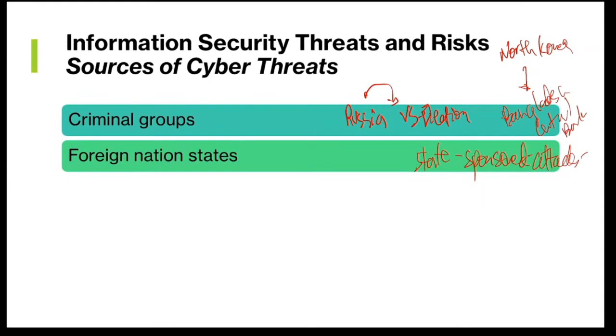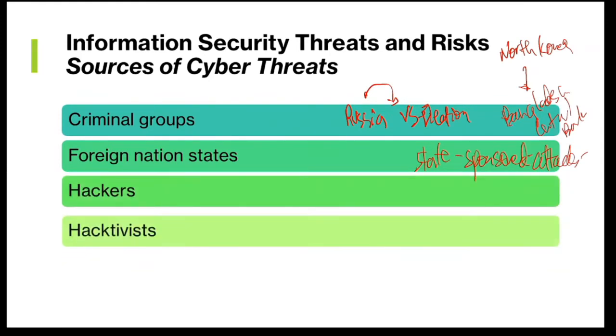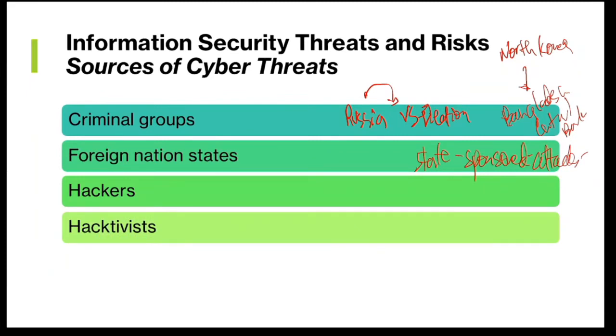And examples. Next, hackers and activists. Both are hackers, but hackers sometimes crack into networks for the thrill of challenge or for bragging rights in the hacker community. So actually, we have two types. We have the white hat hacker and the black hat hacker.